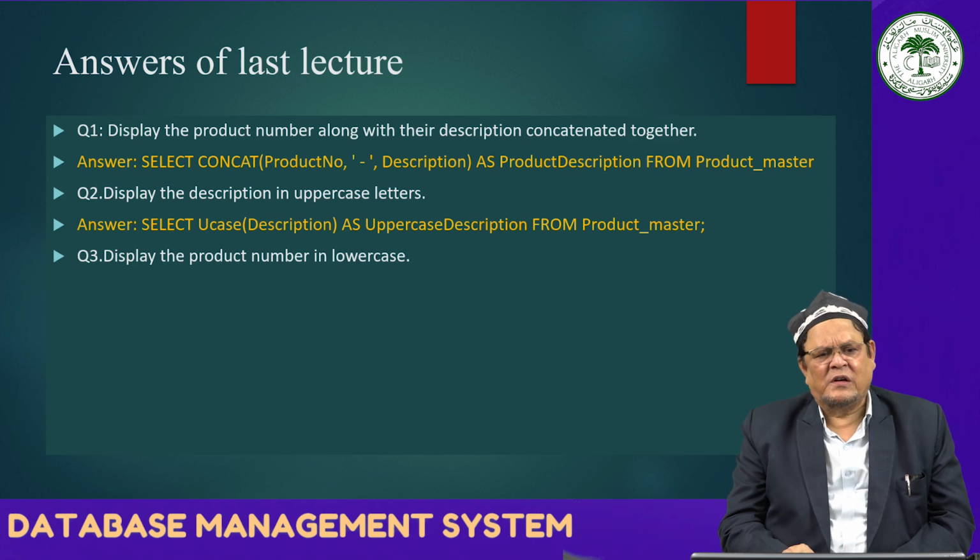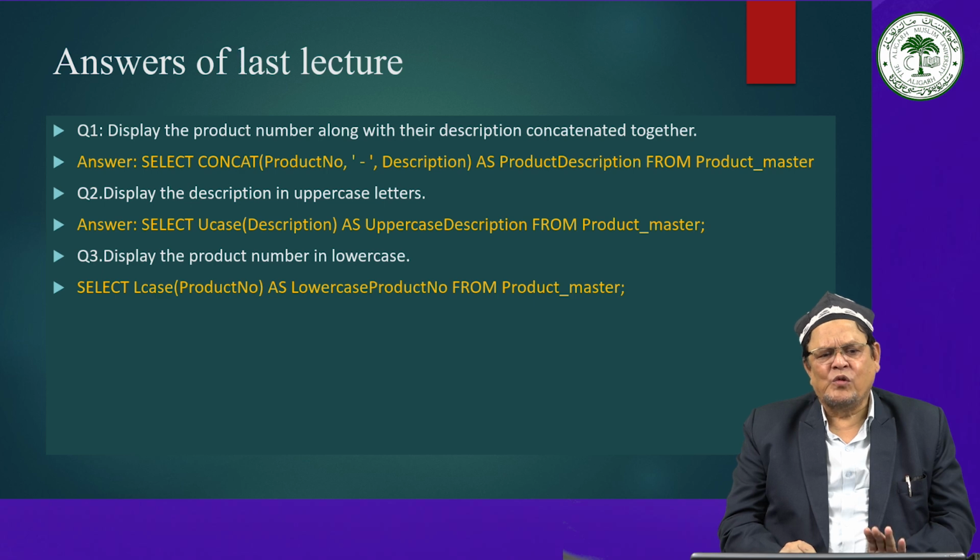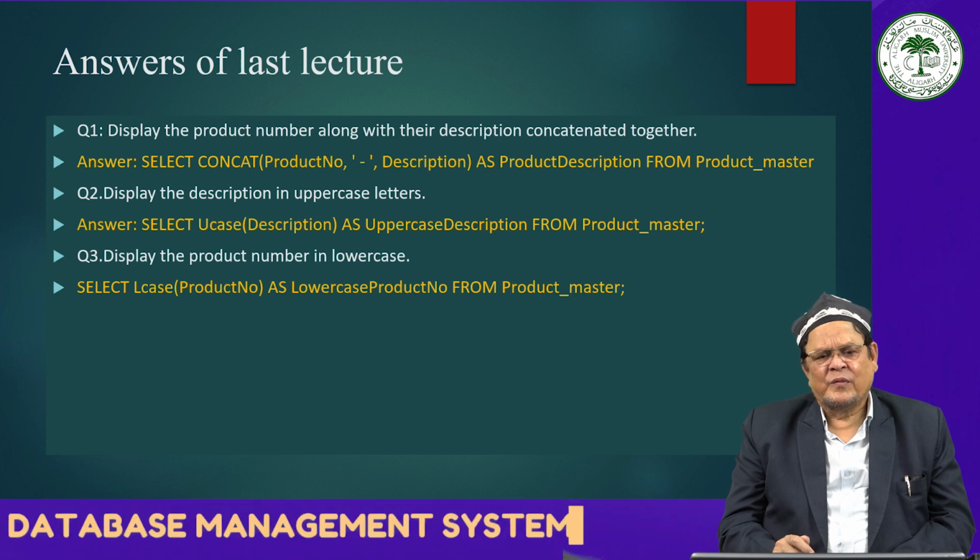The other question was display the product number in lower case. For that also you have to write select LCASE within brackets product number. Here you can use LOWER. It will work the same as LCASE. You may write it as lower case product number, this is the alias, from table product master.